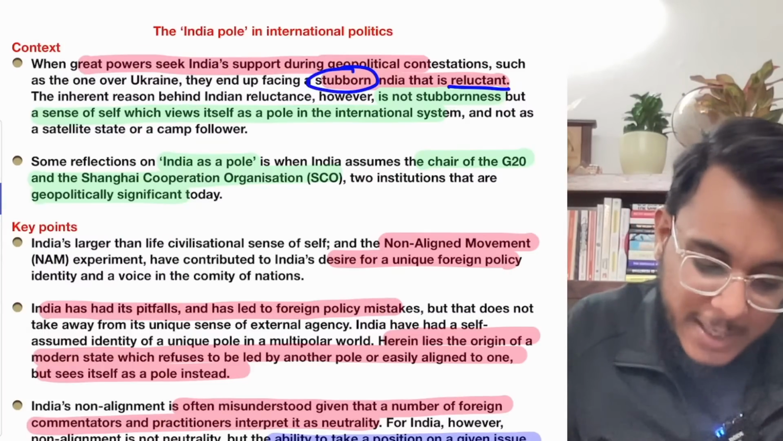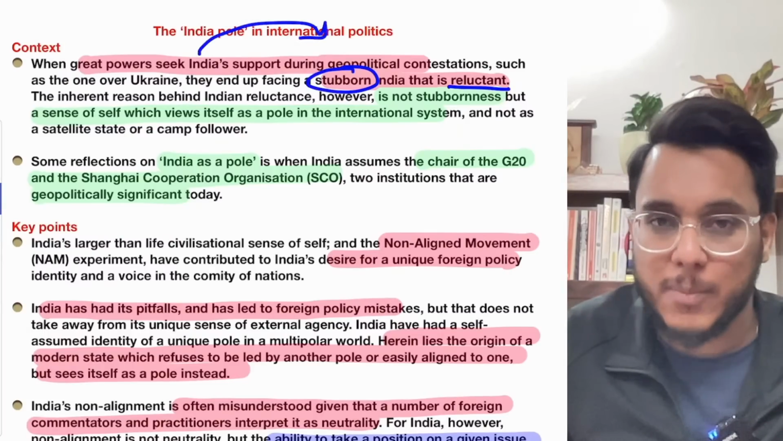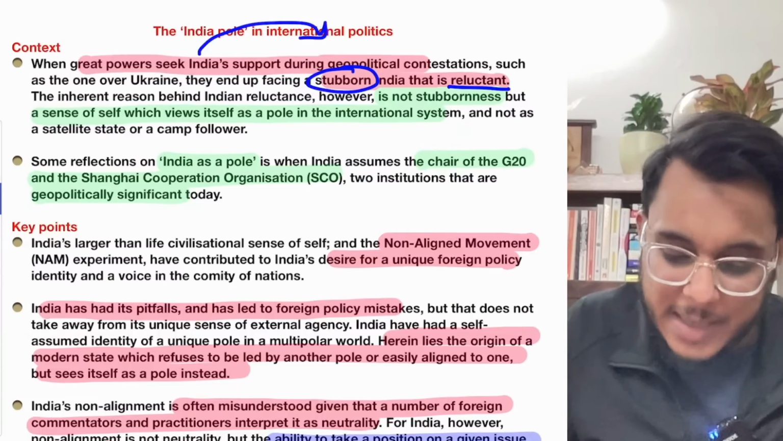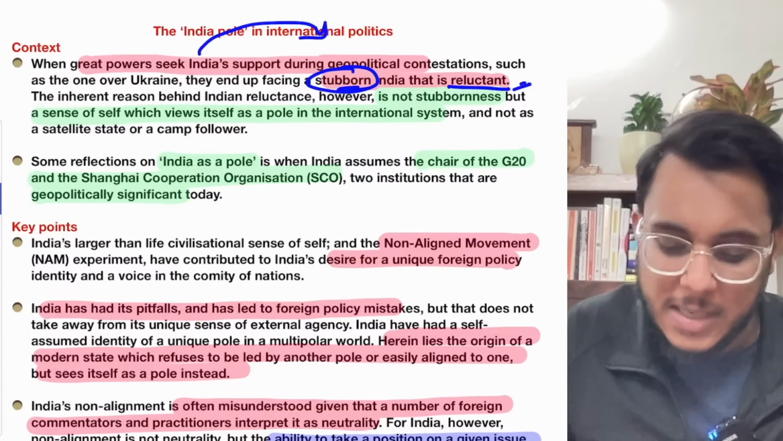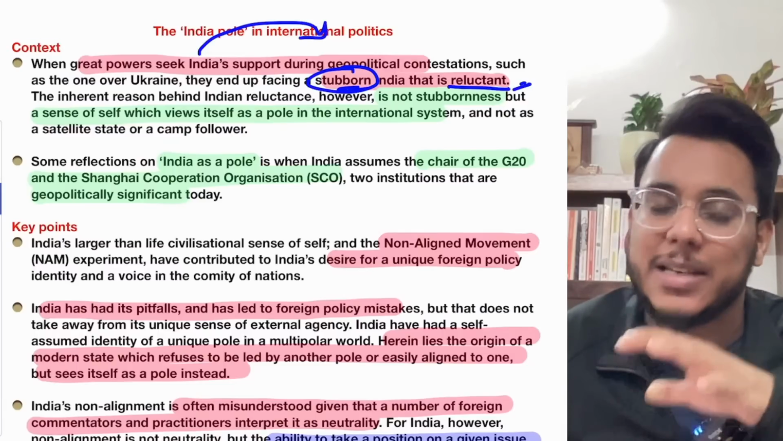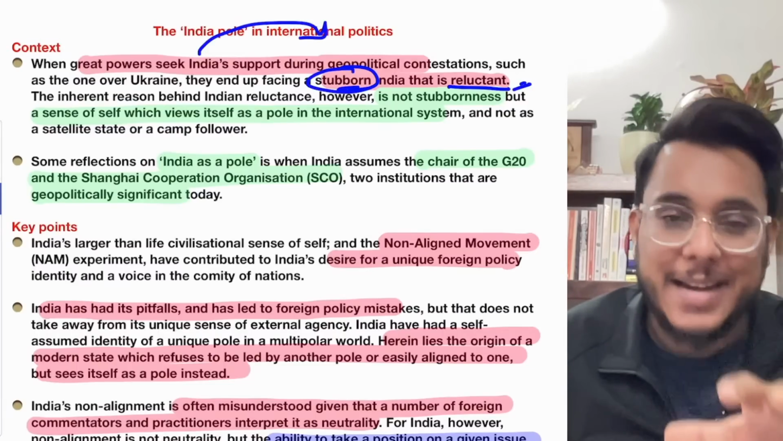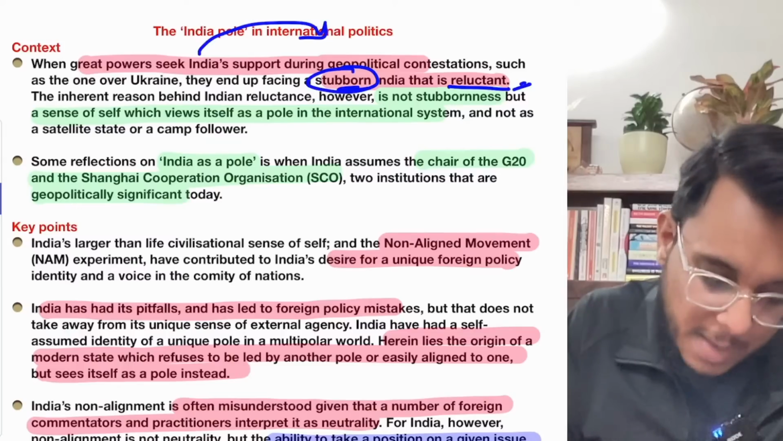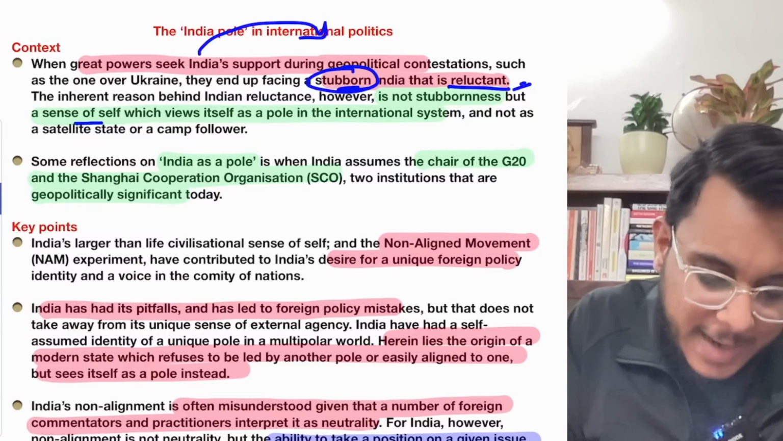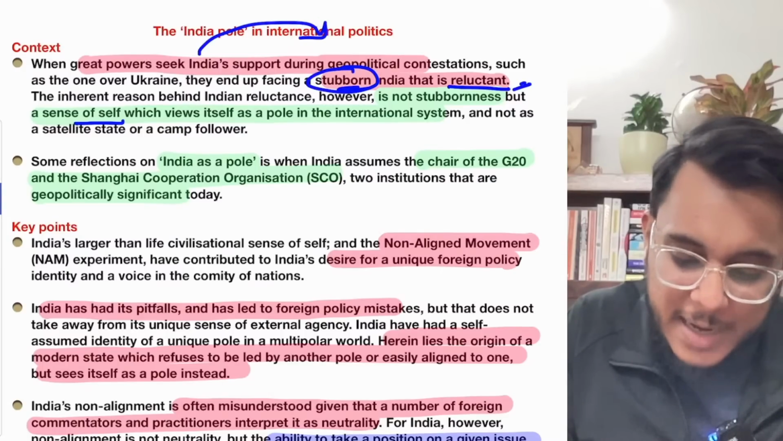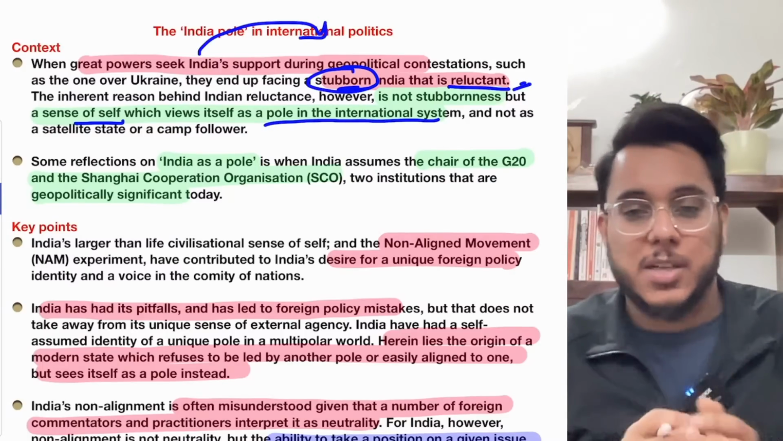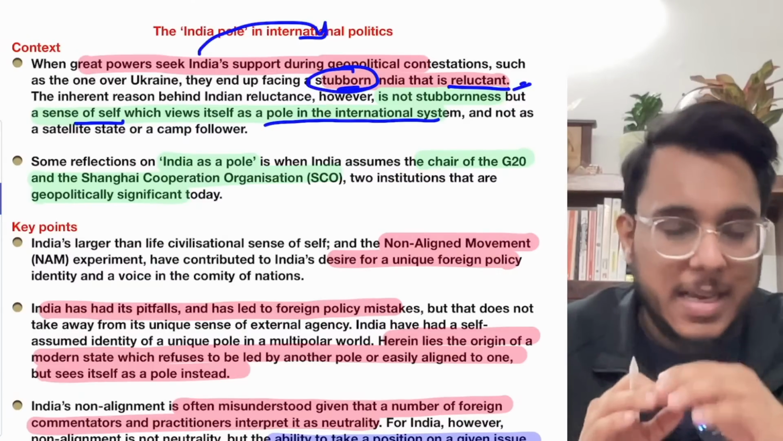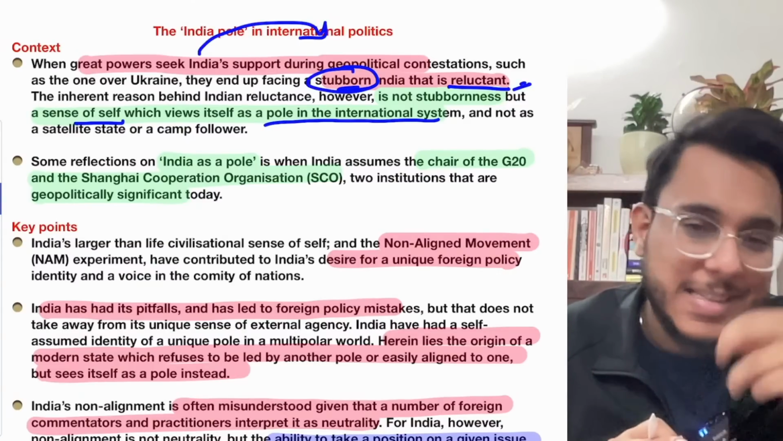So it has been provided that when the great power seeks Indian support in geopolitical events, India is stubborn, India is reluctant. But this article is not criticizing India entirely. The article is saying that India is not stubborn, fine, but rather India has a sense of self by which India sees itself as a pole in the international system. Fine, India is not entirely stubborn. India sees itself as a pole.